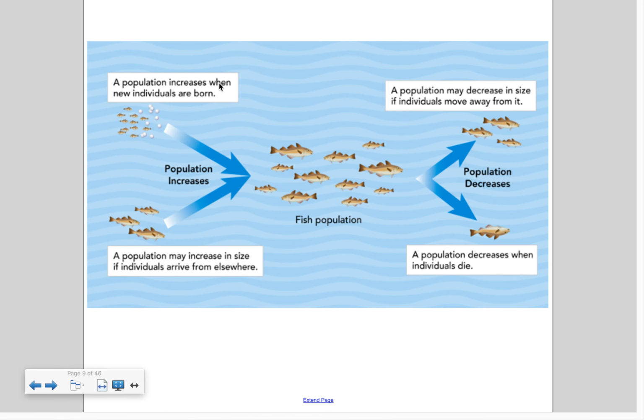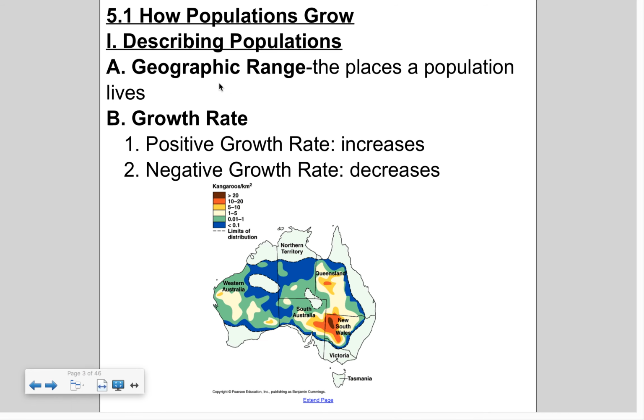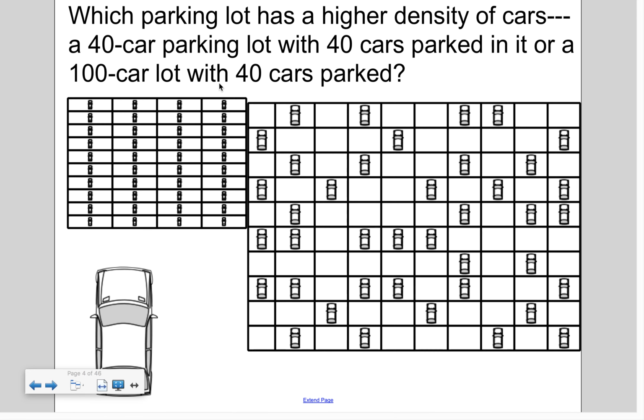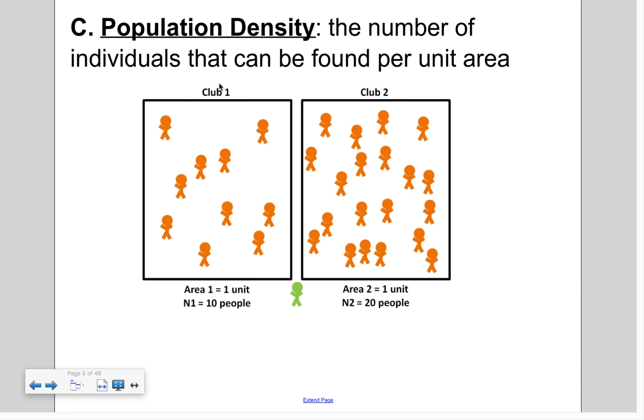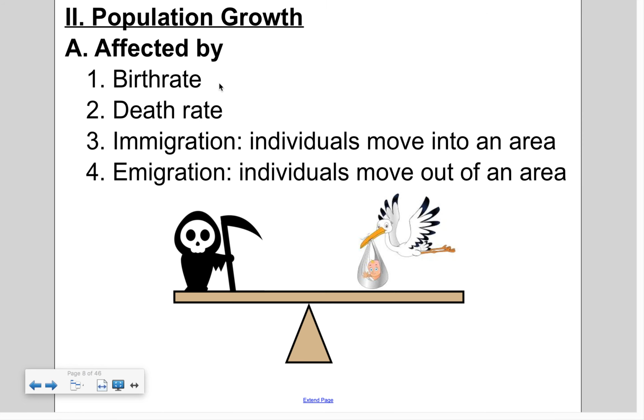Today I'm going to finish section 5.1, and we were discussing basically populations. We talked about population range, how population growth can be positive or negative, population density, population distribution, age structure, and then I talked about there are 4 ways a population can change: birth rate, death rate, immigration, and emigration. And 2 of these are positive and 2 of these are negative.